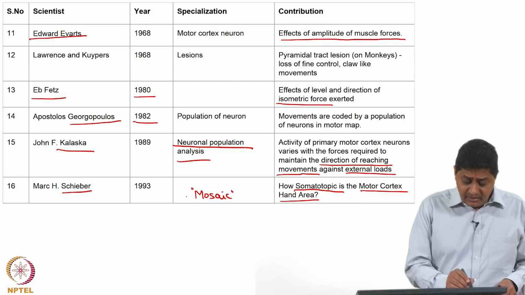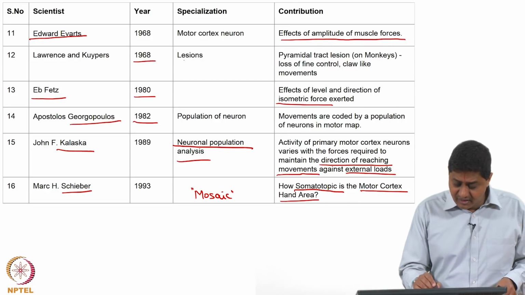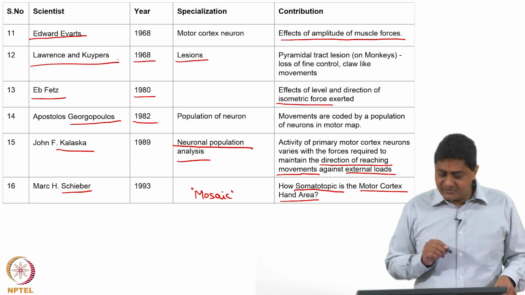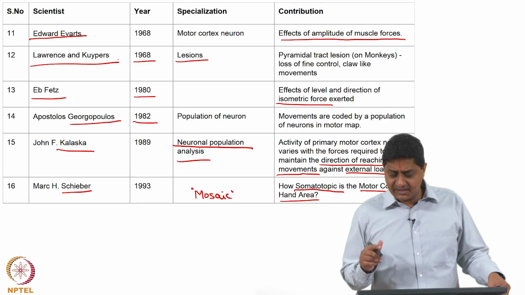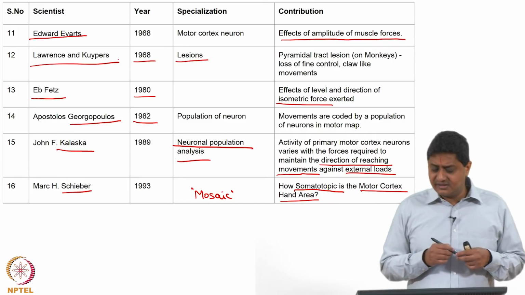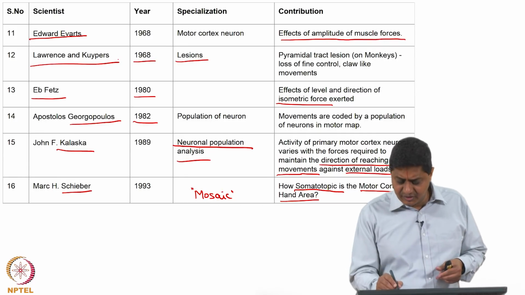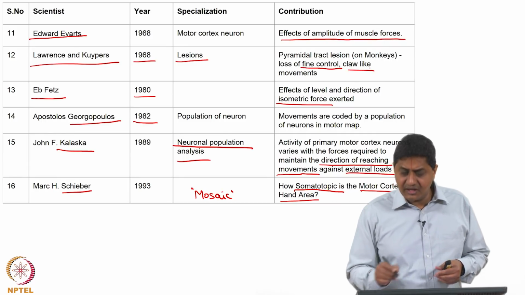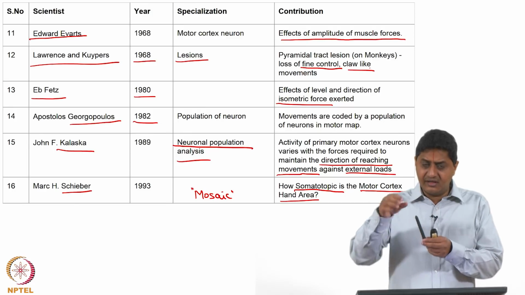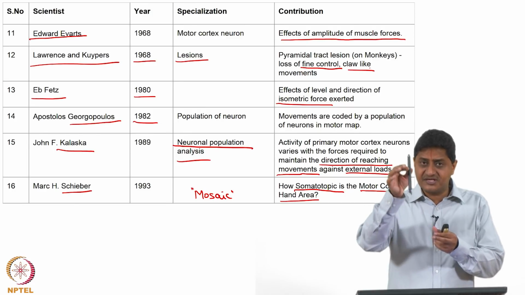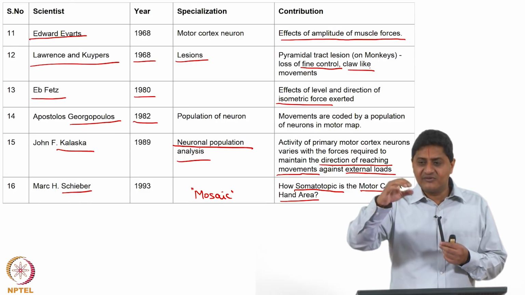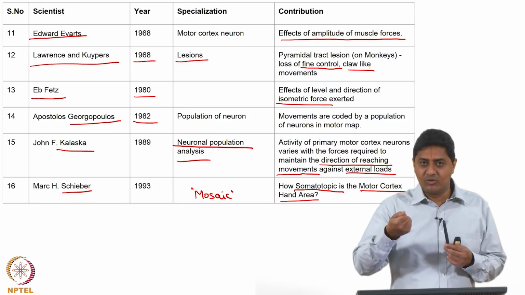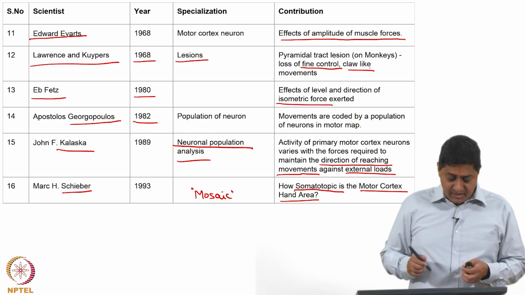Okay. And in the meanwhile, there was this work of Lawrence and Kuypers where they studied lesions. What they found was that pyramidal tract lesions in monkeys resulted in a devastating loss of fine control and claw like movement. So, objects that were picked earlier with the precise movements of the index finger and the thumb were now picked with whole hand movements or claw like movements, right.